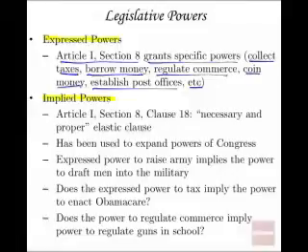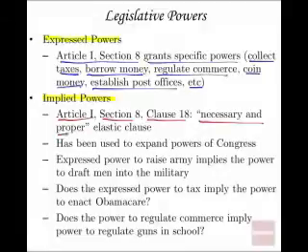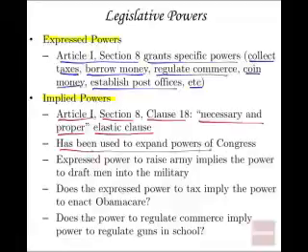Now, implied powers, this is a subject of controversy that to this day, members of the Supreme Court will argue vehemently as to what is an acceptable implied power and what is not an implied power. And it really depends on how you interpret this elastic clause. And what is the elastic clause? Article 1, Section 8, Clause 18 basically allows Congress to execute laws that are necessary and proper, otherwise known as this elastic clause. And again, this has been used to expand the powers of Congress.